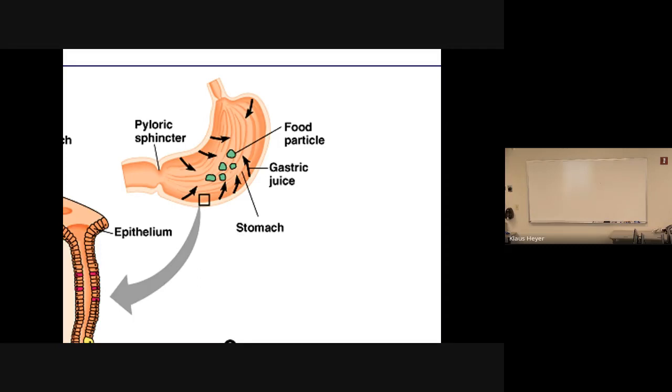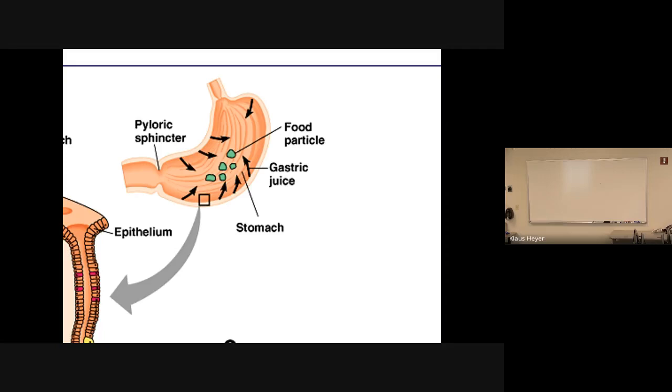But what happens more often is that this cardiac sphincter doesn't work like it should, and acid gets back up into the esophagus. Esophagus doesn't have any mucus to protect it. So you feel it. That's what the heartburn is, or GERD, or reflux, whatever you want to call it.